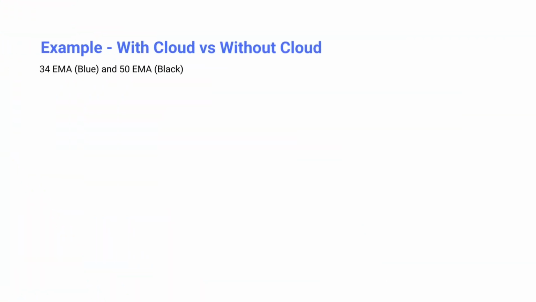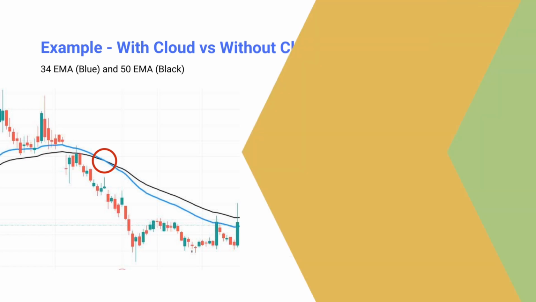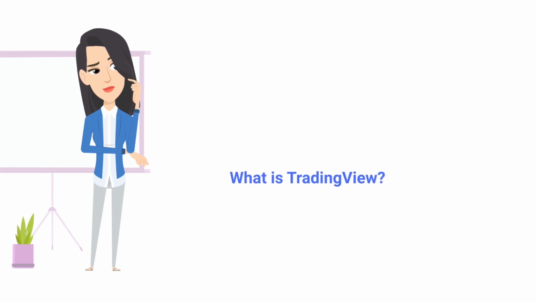Now I'm going to put the two screens side by side. On the left chart, we have the 34, 50 EMA. On the right chart, we have the 34, 50 EMA cloud. The EMA cloud provides much clearer visual indication of the two EMA have crossed over, signaling a potential trend change. Now let's head over to TradingView and see how to set it up.